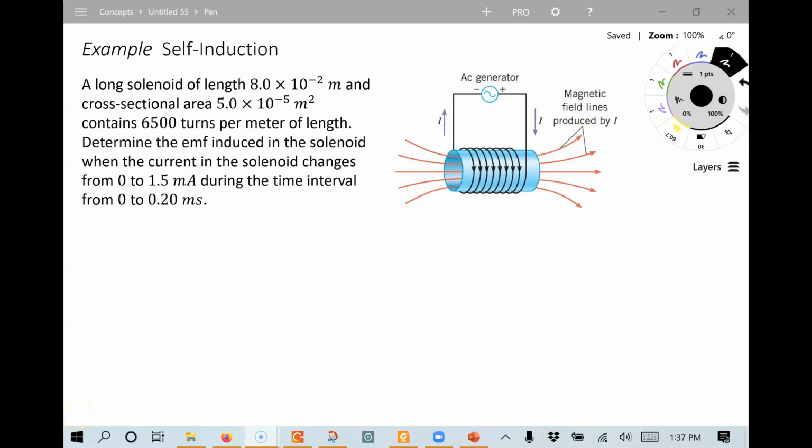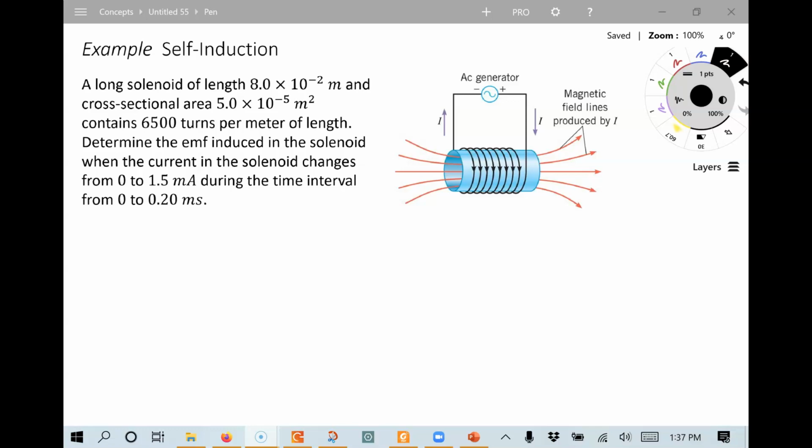Hi, this is an example problem from chapter 22. It has to do with self-induction. Pause for a moment and read the question. This example is a little bit different than the previous ones we've seen because the magnetic flux is actually produced by the circuit itself, right? It's its own magnetic field that's changing, which causes the circuit to respond to oppose that change.